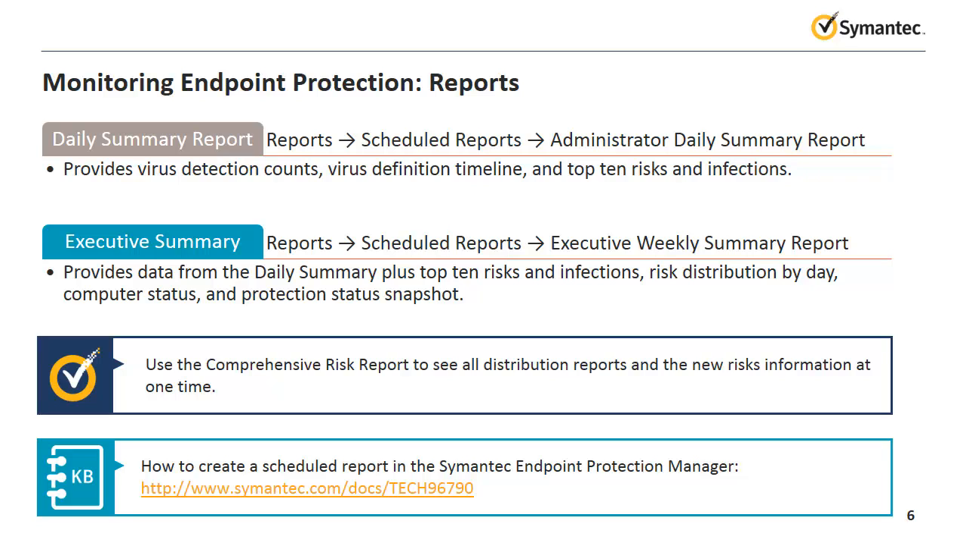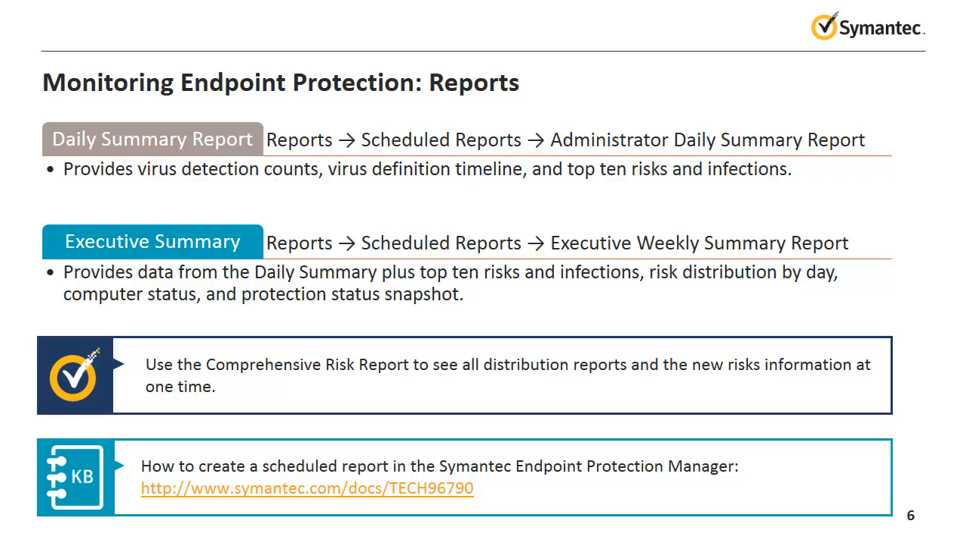Scheduled reports run based on the interval that you configure. You can send scheduled reports to a single recipient or a distribution list, but you must include the email address of at least one recipient. The SEPM product installation creates the Administrator Daily Summary Report during setup. This report provides virus detection counts, virus definition timeline, top 10 threats, and infections. You can enable this report so that it's generated every day.